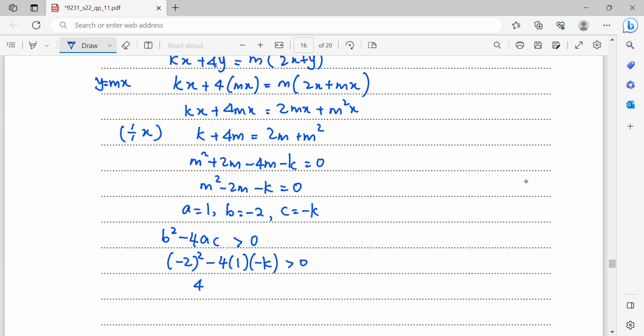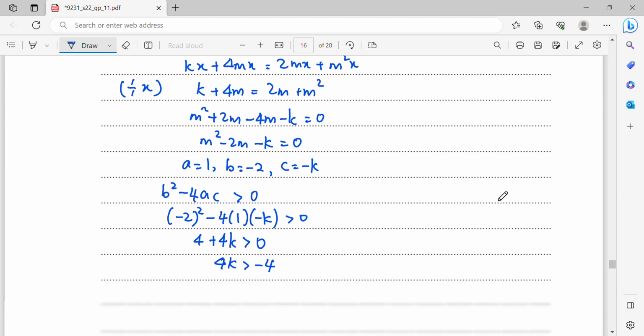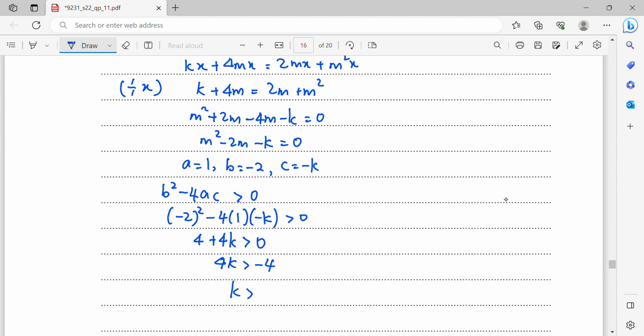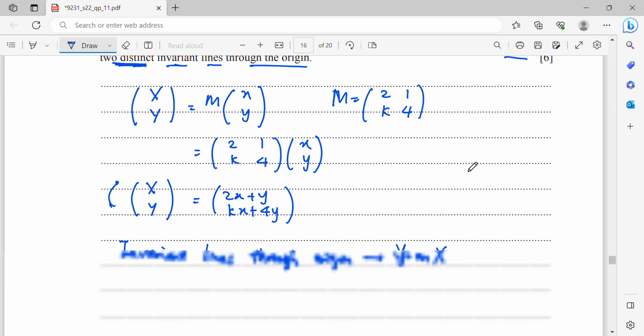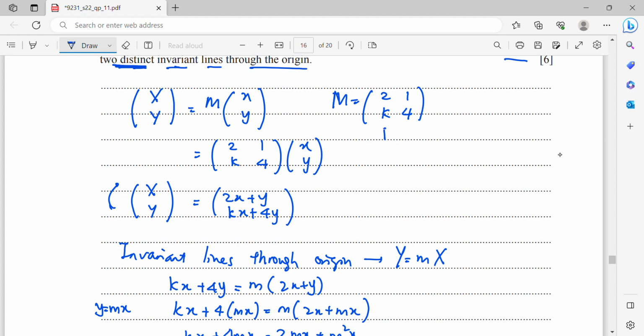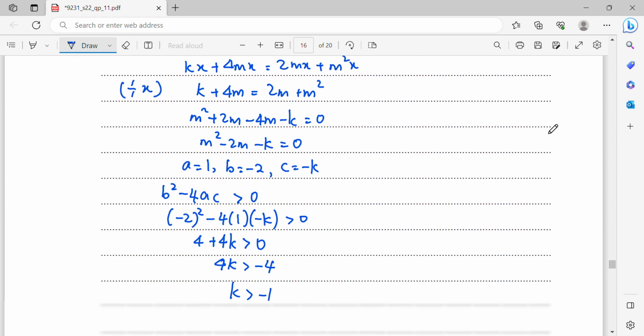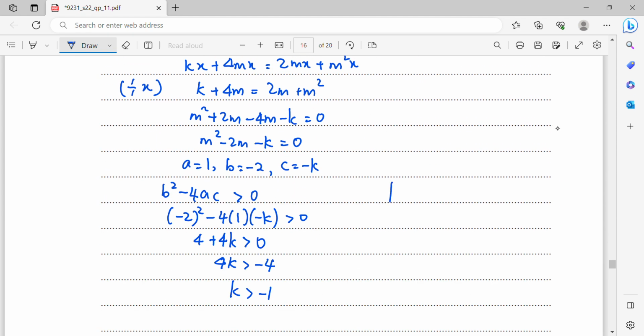So you will get 4 plus 4k greater than 0. So from here, 4k is greater than negative 4. Hence, your k will be greater than minus 1. Okay, but then the question says find the set of values of k. Now, your transformation matrix has k. So we have a condition here. The determinant of M cannot be 0.